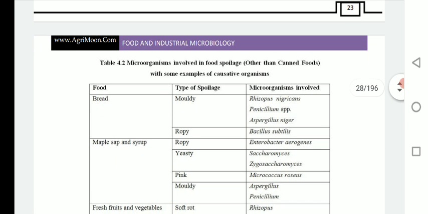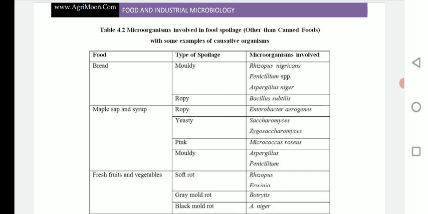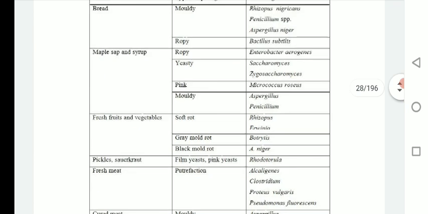So this is a very informative table. We got a lot of information on different types of foods, their types of spoilage, and which microorganisms are responsible for this spoilage. Okay, so this table is related to microorganisms that are involved in food spoilage. So these are all foods other than canned foods. And this is the overall profile of food spoilage and their microorganisms.